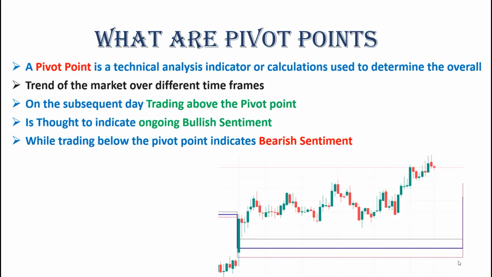A pivot point is a technical analysis indicator, a calculation used to determine the overall trend of the market over different time frames. So we can use this pivot point, that is CPR, in different time frames also. On the subsequent day, trading above the pivot point is thought to indicate a bullish sentiment in the market, while trading below the pivot point indicates a bearish sentiment. Using this, we can analyze the trend of the market.